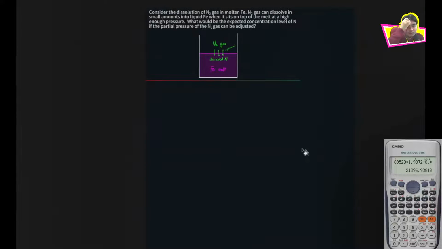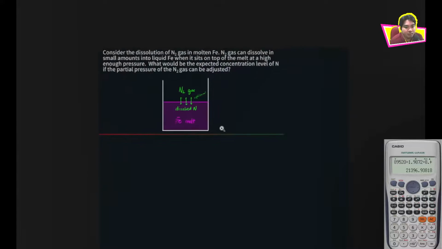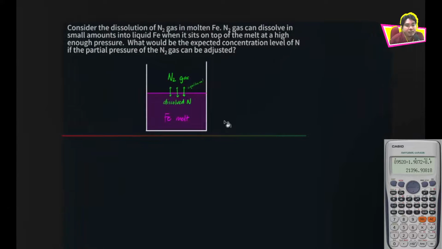So let's consider the dilution of N2 gas in molten Fe. The N2 gas can dissolve in small amounts into the liquid Fe when it sits on top of the melt at high enough pressure. So what would be the expected concentration level of N if the partial pressure of the N2 gas can be adjusted? So this is useful.